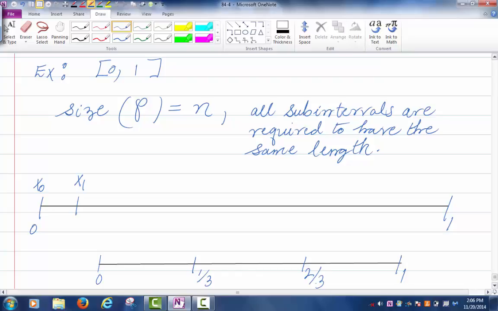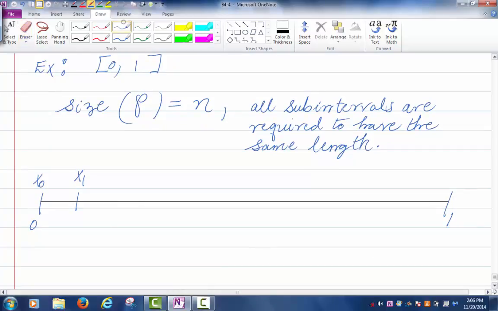That is, if I divide it into 3 subintervals having the same length, then what's the length of each subinterval? It's got to be 1/3, right? The total length is 1. I have 3 subintervals having the same length, then the length of each subinterval would be 1/3, right? Okay, so then I want to do the same thing in general.